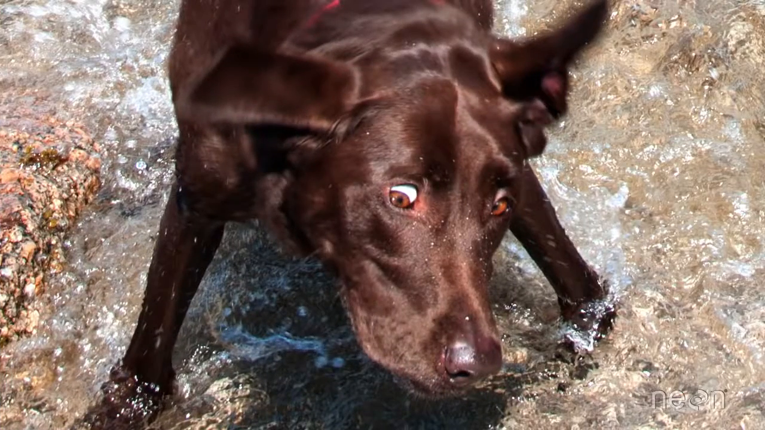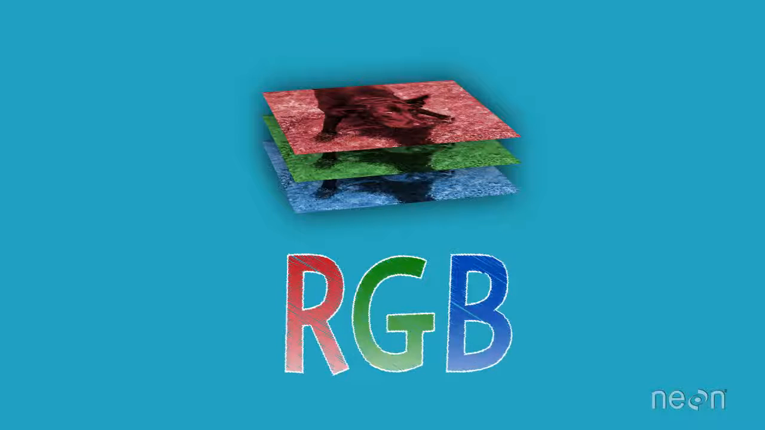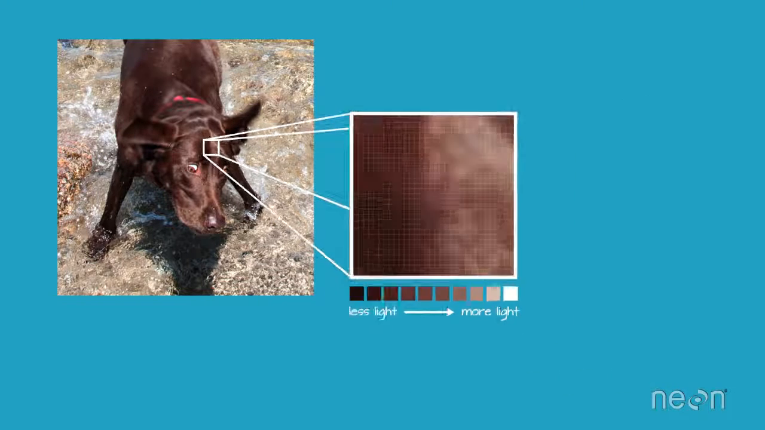Now, when you point your camera towards your favorite canine doing something silly, the camera records the amount of light reflected from the dog and its surroundings in the visible, or red, green, and blue bands of the electromagnetic spectrum. The camera creates what's called an RGB image, which is composed of millions of pixels. Each pixel in the image contains a value representing the amount of red, green, and blue light reflected.